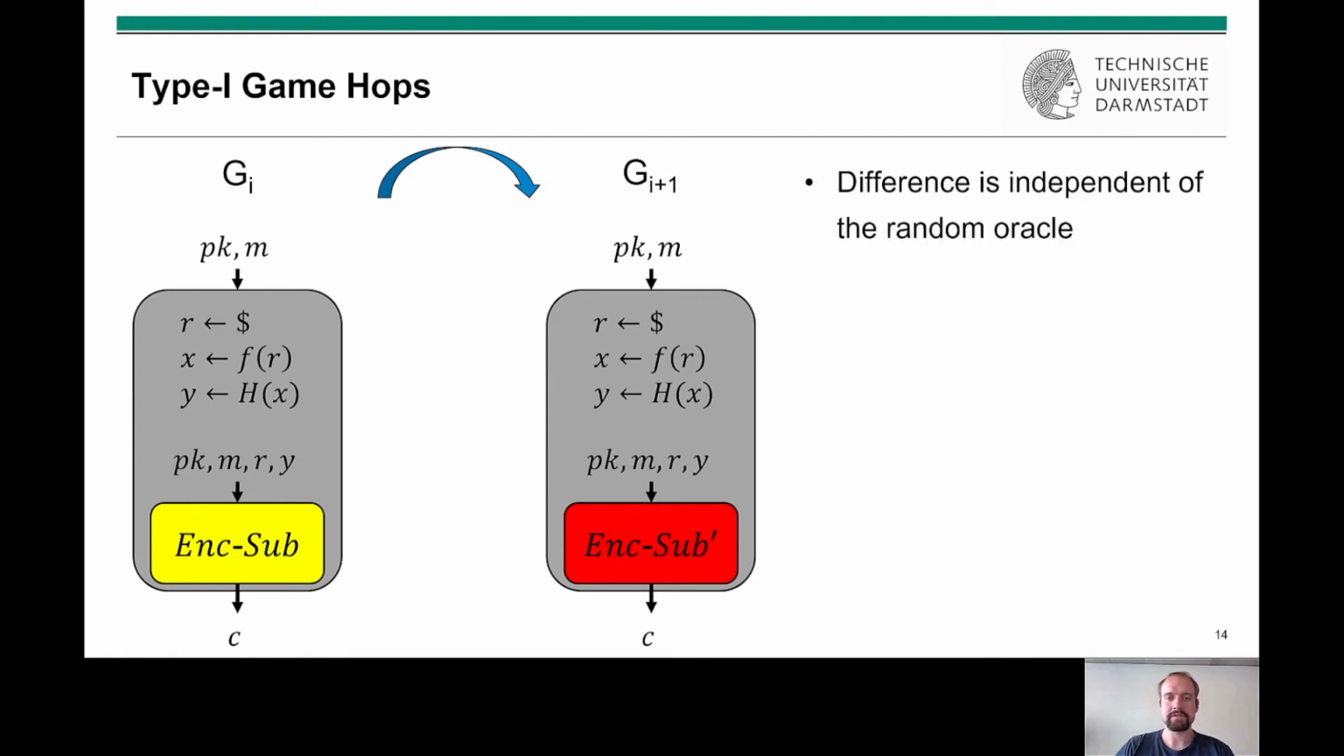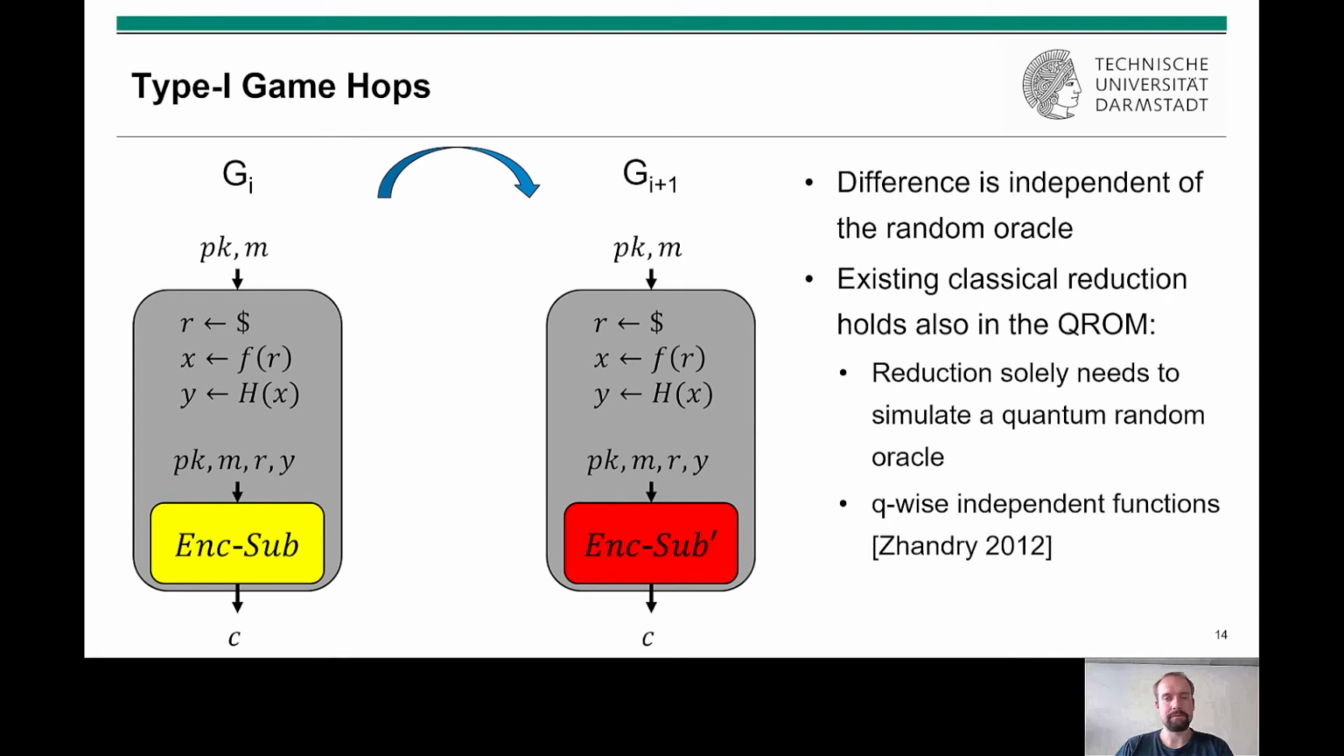Now, from this, it's actually quite easy to see that the difference is independent of the random oracle, because the subroutines are independent of the random oracle. And this gives us the following, namely the classical reduction basically just goes through in the quantum random oracle model. Because for this proof, the reduction only needs to be able to simulate a quantum random oracle for the adversary. And this is doable by using q-wise independent functions, for which Zhandry has shown in 2012 that an adversary cannot distinguish a real quantum random oracle from one which is simulated using a q-wise independent function.